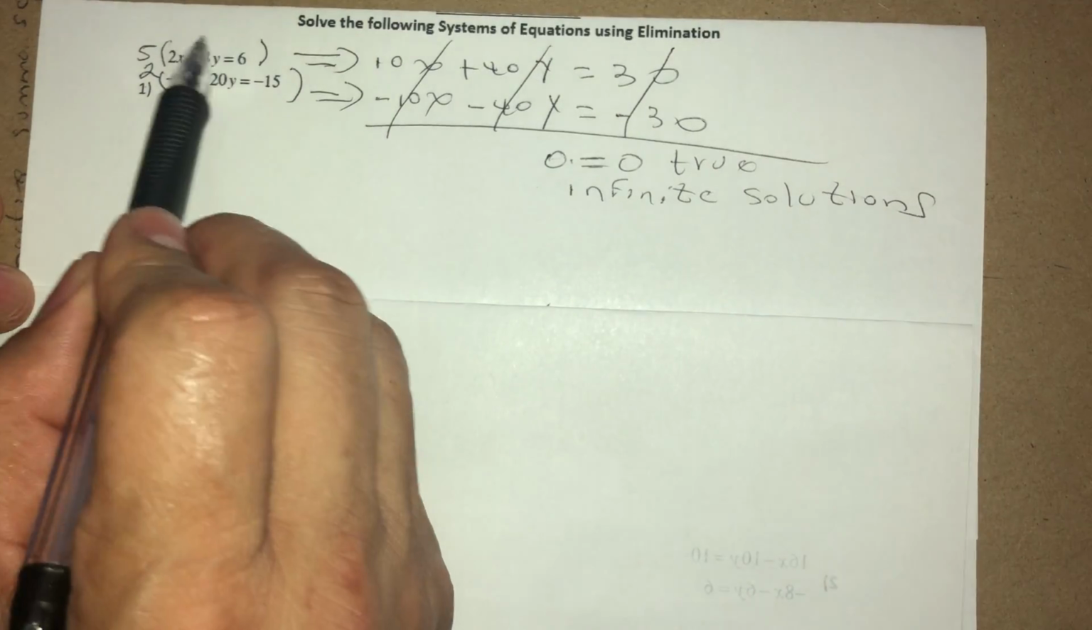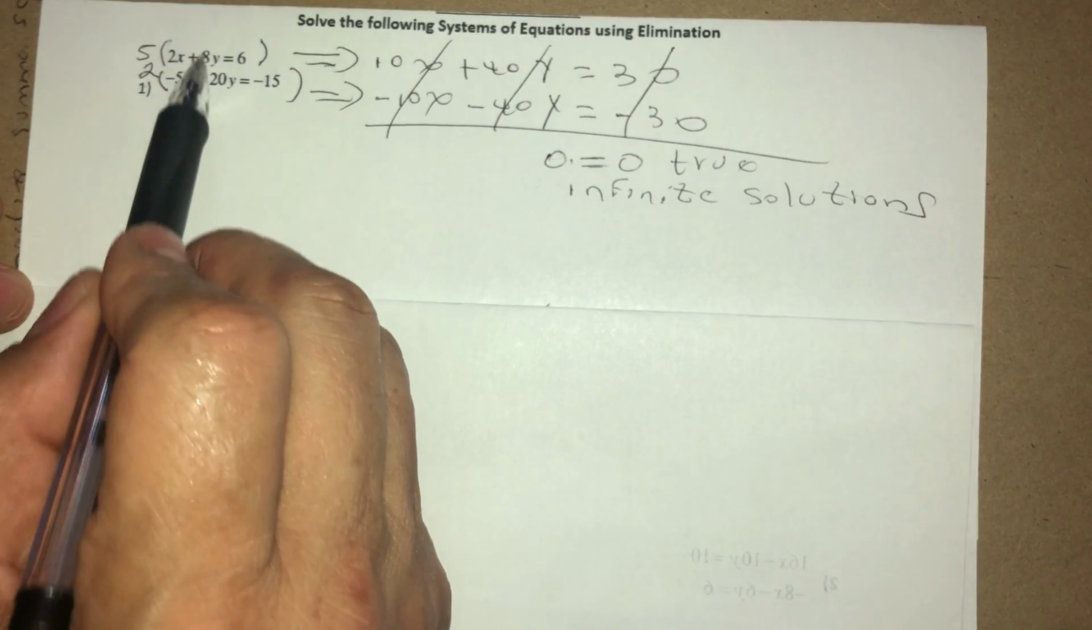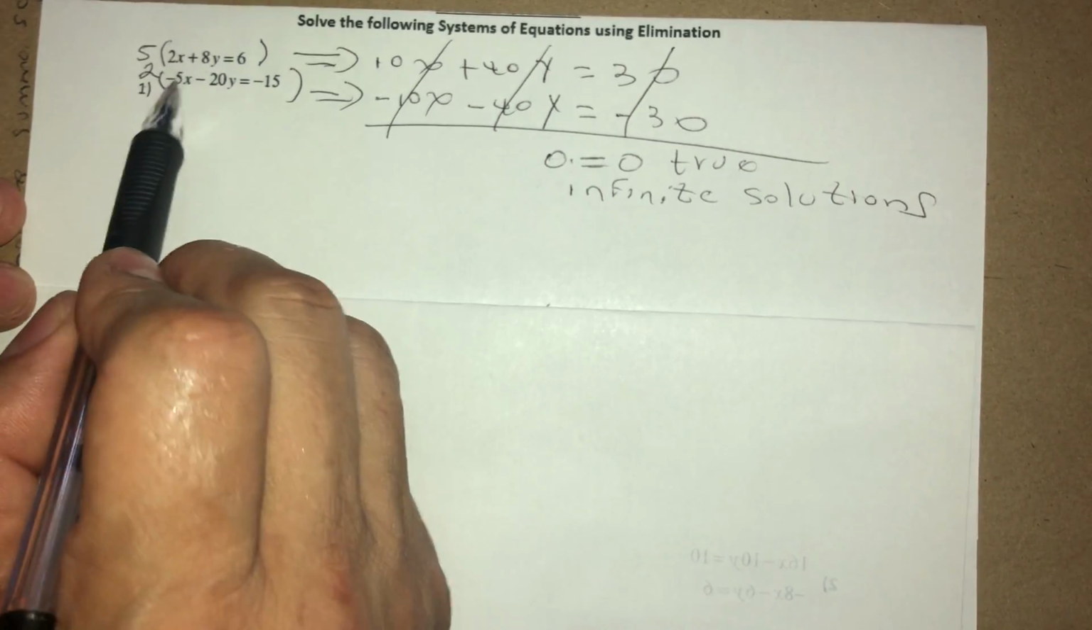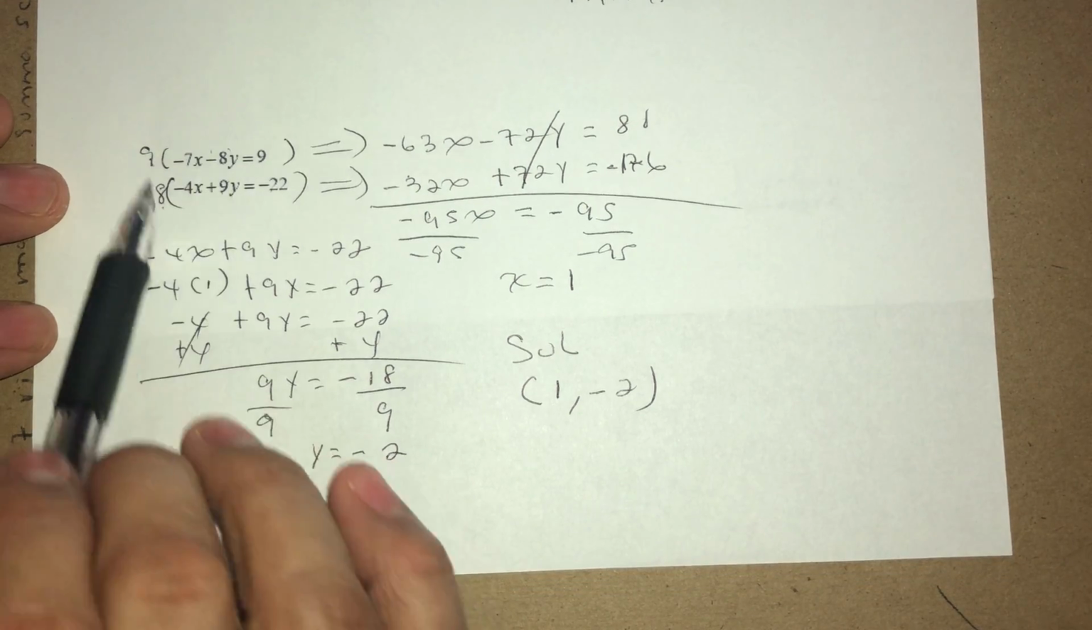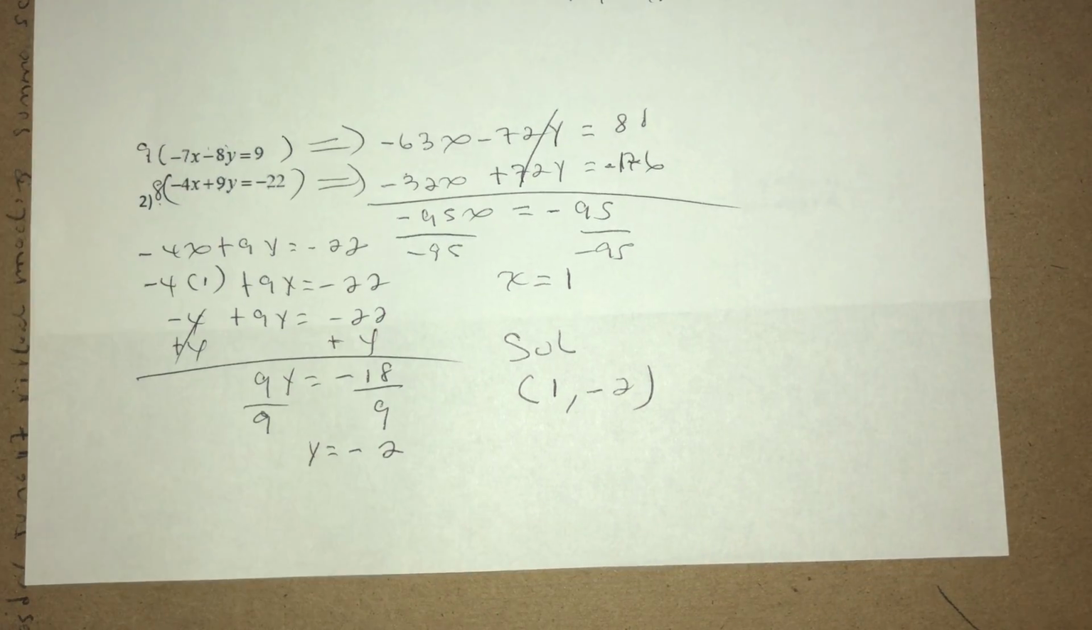Here, okay, I give you already the y's with different signs. So that's why I decided to eliminate the y's. Here, I give you also the y's with different signs. So I decided to eliminate the y's. So let's see what happens now with number 3.